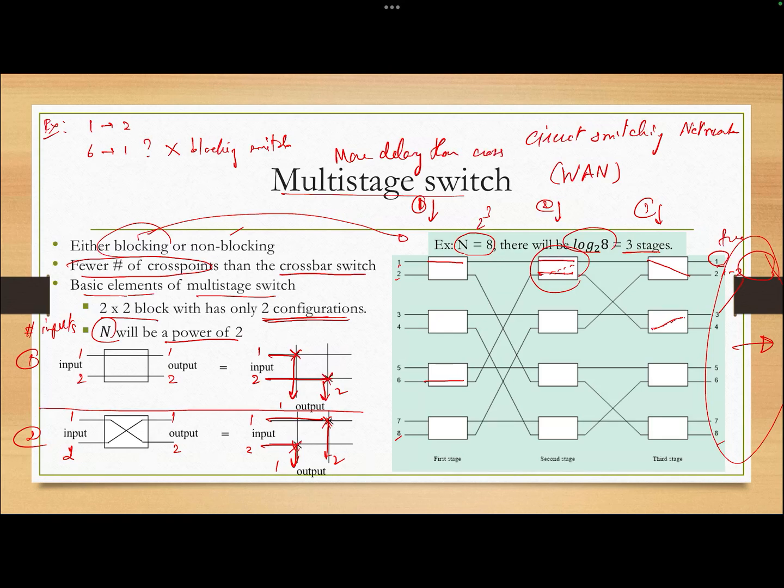Because crossbar is like this. This is crossbar. So the building block is crossbar. That's why we have to learn crossbar a little bit, because it becomes the building block of multi-stage. With crossbar you just switch them immediately, but for the multi-stage you have to switch the first stage, second stage, third stage, something like that.